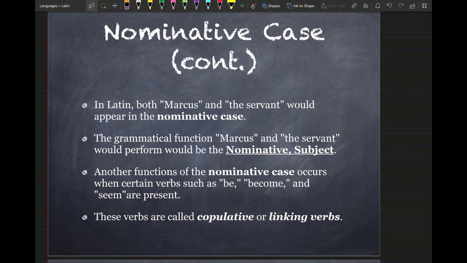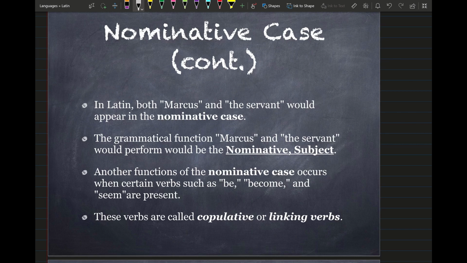In Latin, both Marcus and the servant would appear in the nominative case. The grammatical function Marcus and the servant would perform would be the nominative subject. This is what it would be called. So if you're looking at a subject, it's called the nominative subject. Why is it called that? Well, because it's in the nominative case.